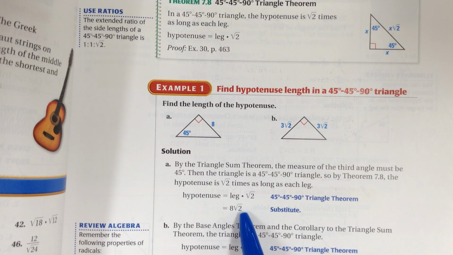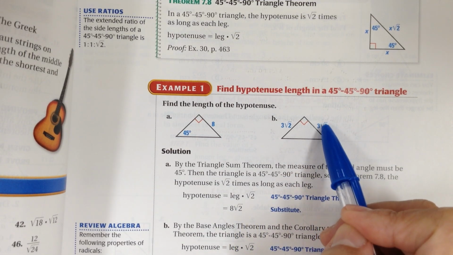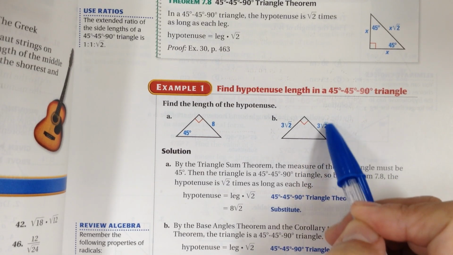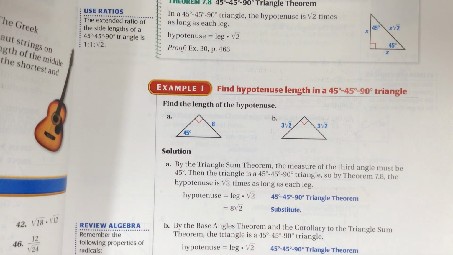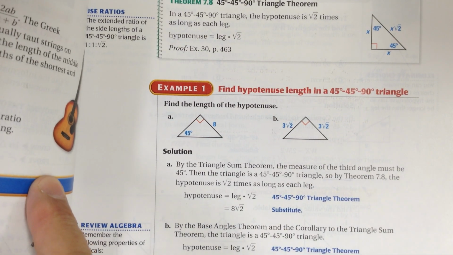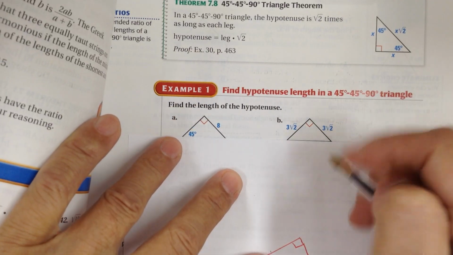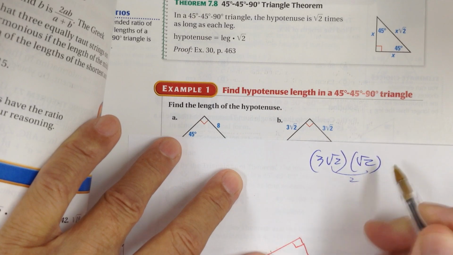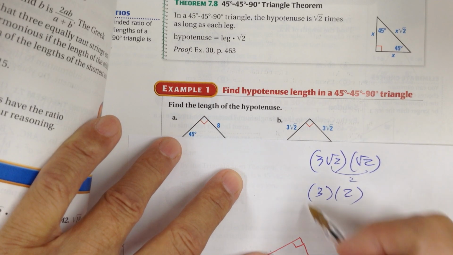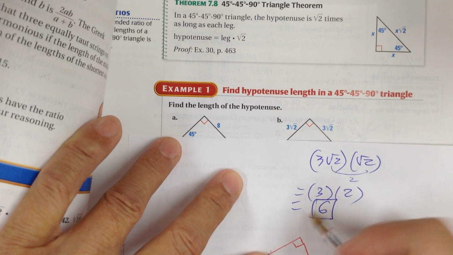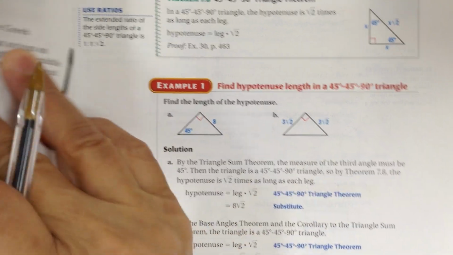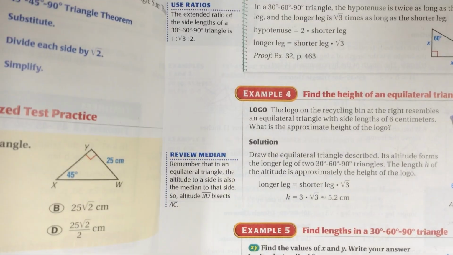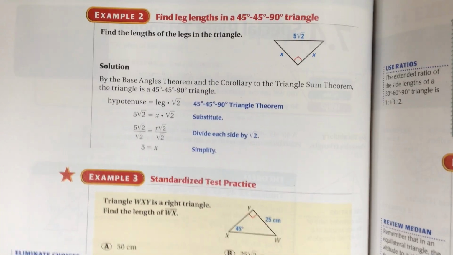See that? Now from the leg to the hypotenuse, you have to multiply by square root of 2. Going the other way, you multiply 3 square root of 2 by square root of 2, and this will give you a 2, so the answer will be 3 times 2, which equals 6. And that's how you get the answer right over here. See that? So you need to know how to go forward and backward. And over here, same thing.